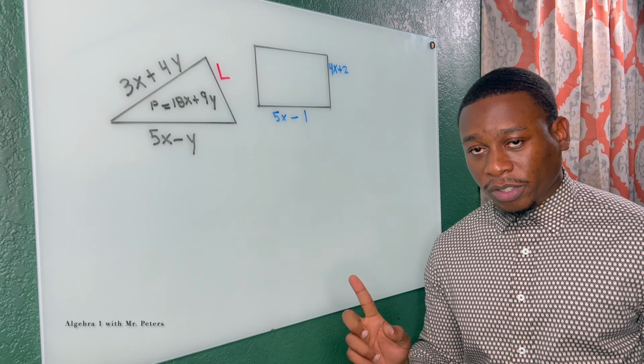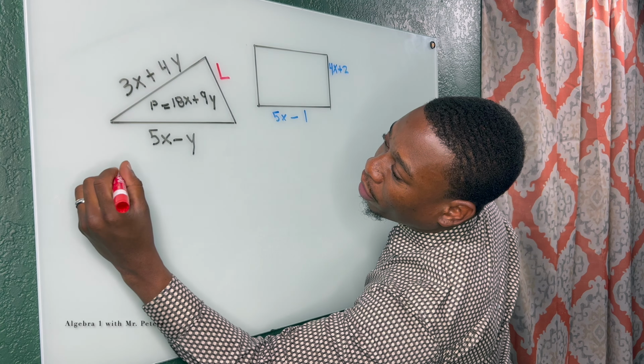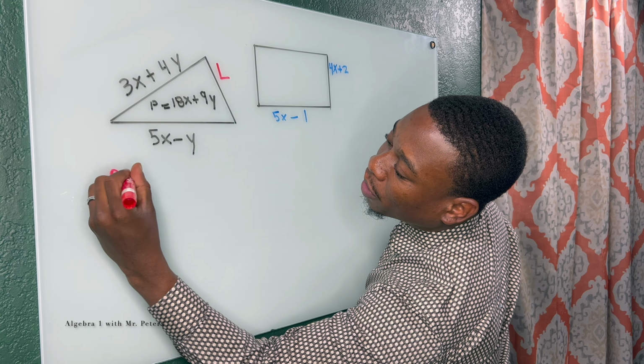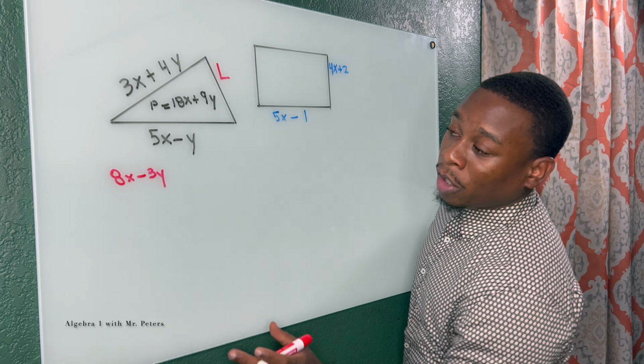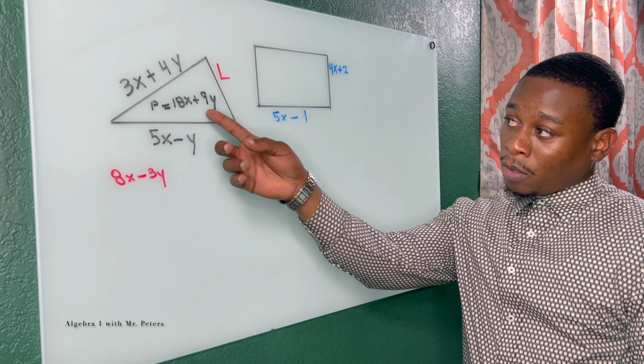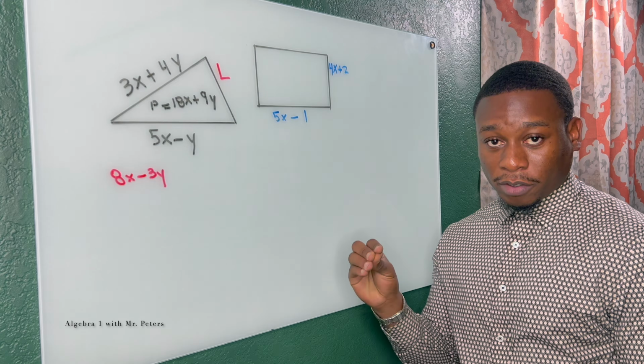side. So first thing we need to do is combine these two sides. So when we combine our two sides, we get 8x minus 3y. So we are going to have to subtract this from the perimeter to find the third side, but there is a specific way we have to do it.